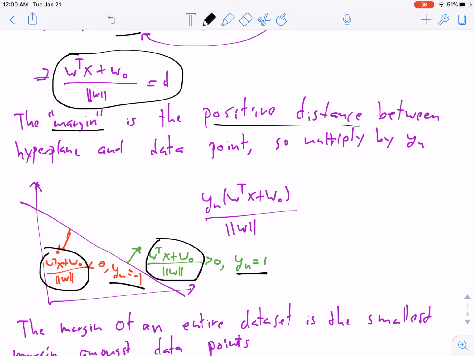Again, remember, this is an instance of why it was important to say that we're assuming that the data is linearly separable. So there's not some data point over here on this side of the plane with yn equal to -1. So we can use this as the equation for our margin.